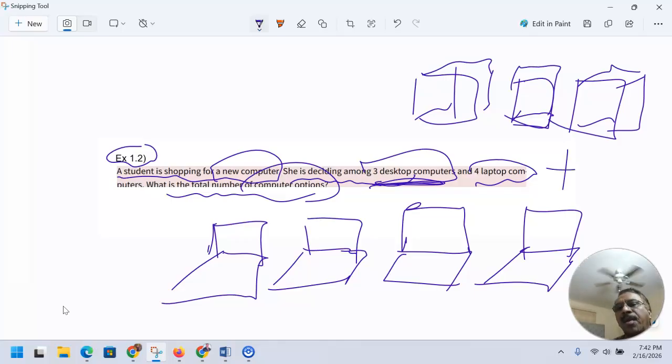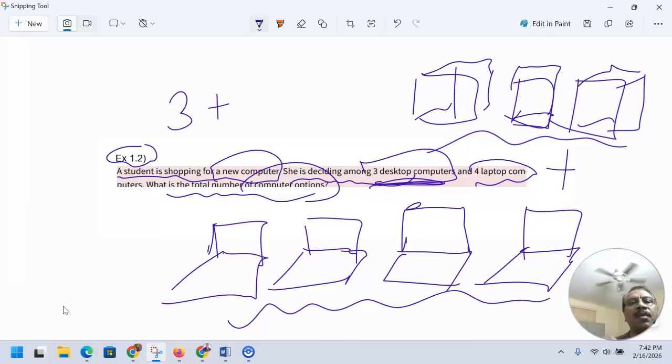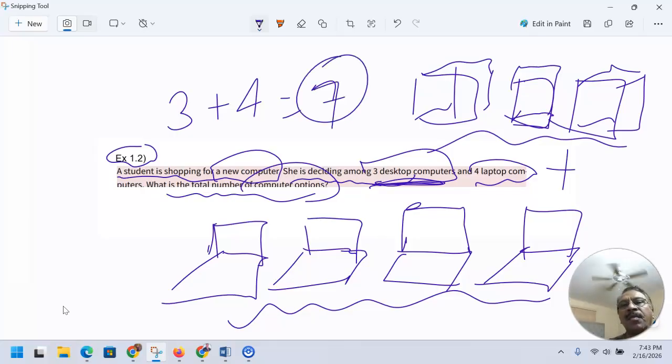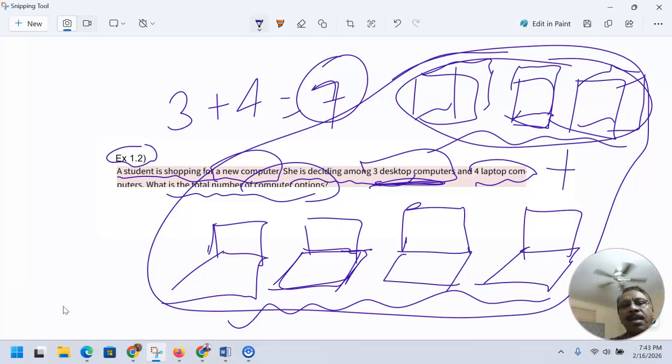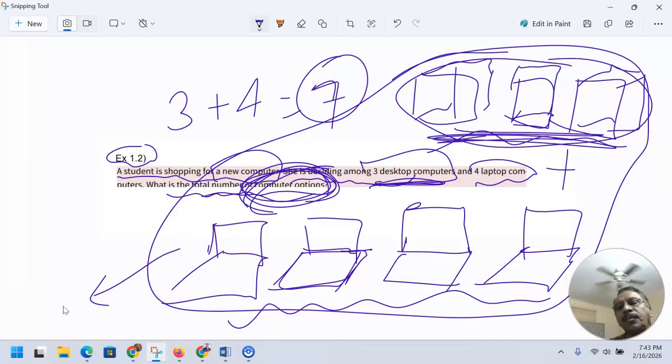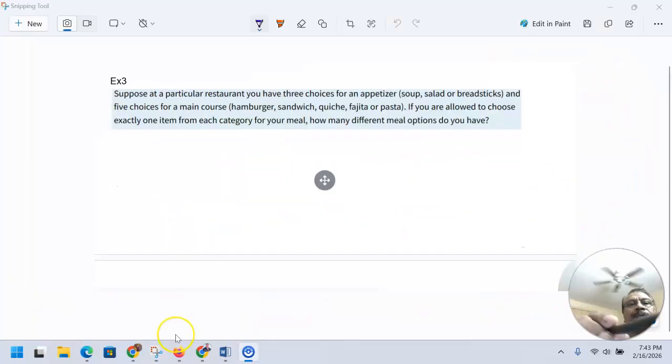So the total number of computer options is the three desktops plus the laptops. So it's going to be three plus four, which is seven possibilities when you select from these three desktops and four laptops. The question is the total number of computer options. So these are desktops and these are laptops. Together, 3 plus 4 is 7 computer options. I hope that takes care of it. Let's go to the next.